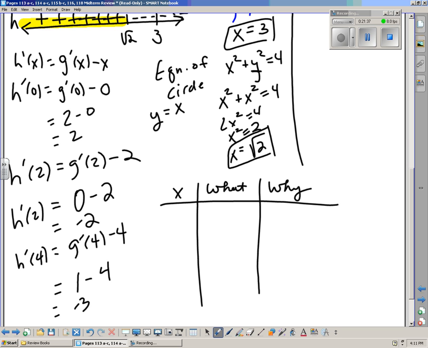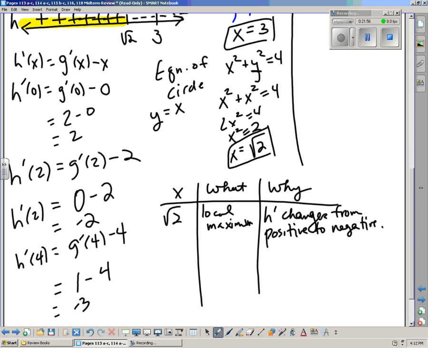So x at radical 2, we have a local or relative maximum. Why? Well, h prime changes from positive to negative at that point. And then 3 is neither a min or a max because h prime does not change sign there.